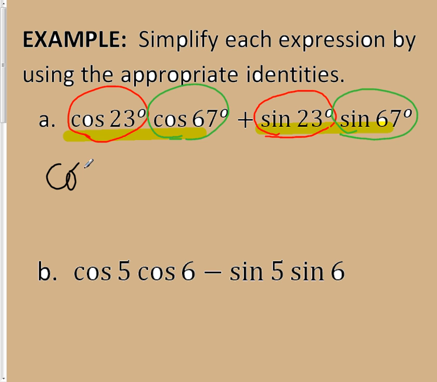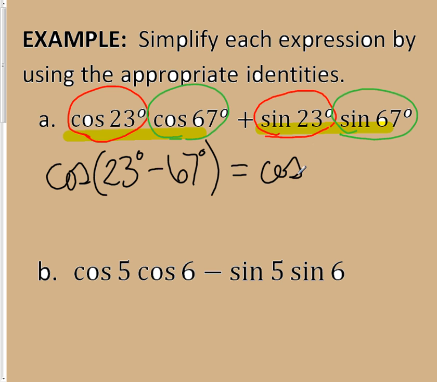So this becomes the cosine of 23 degrees minus 67 degrees, which equals the cosine of negative 44 degrees. But since cosine is even, this just becomes the cosine of 44 degrees.